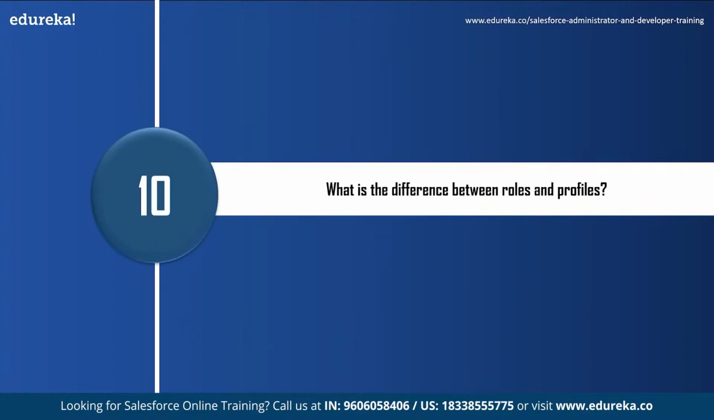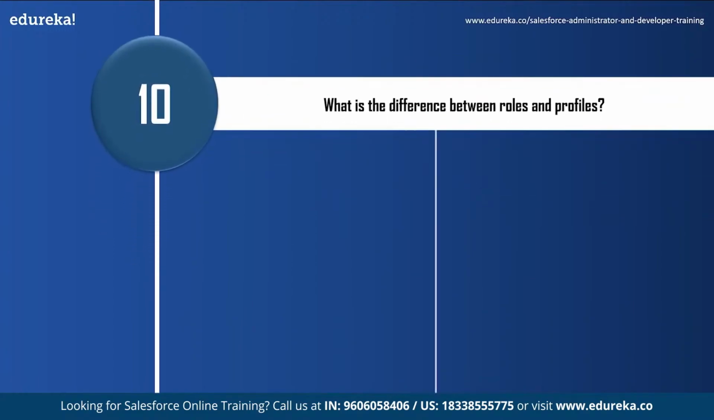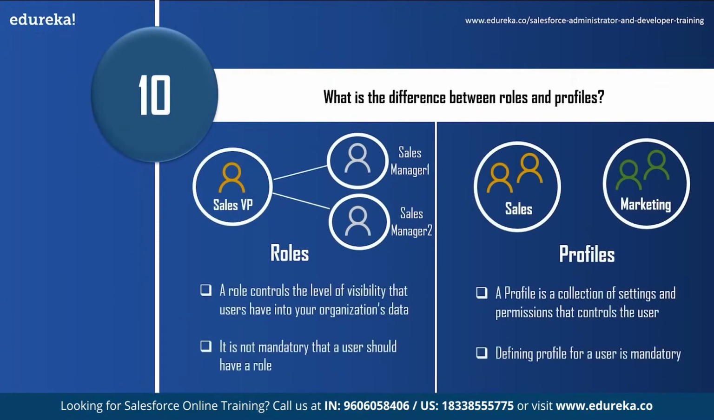Our next question is, what is the difference between roles and profiles? Talking about roles first, it controls the level of visibility that a user has in its organization's data. The primary function of a role is that it allows higher level users to get access to the records owned by the lower level users. An example of this would be a sales vice president getting access to the records owned by several sales managers while the peers do not get access to it.